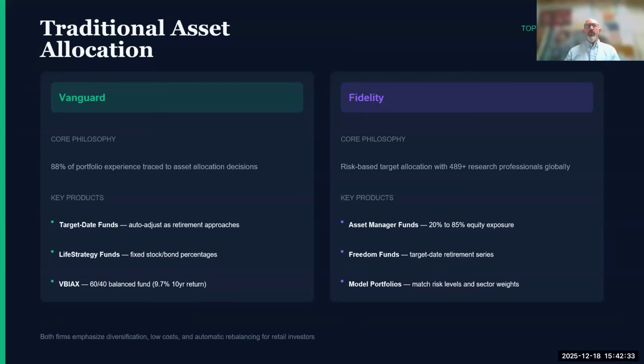ETFs, and they run a target date series. A lot of these you see in your 401k plans, where you have an age-based allocation model. So if I'm 25 and I plan to retire in, was that 30, 40 years? Yeah, 40 years, I would have a more aggressive target date fund, which means more equities and less bonds.